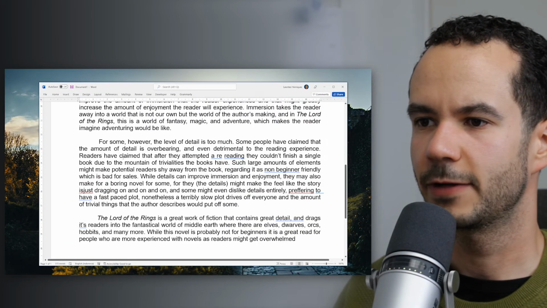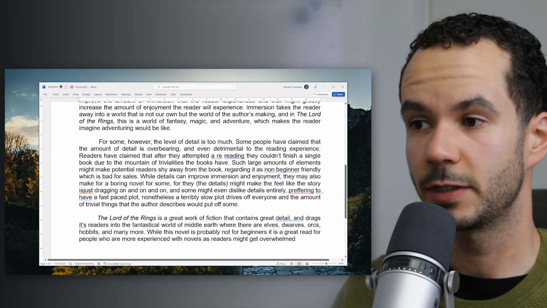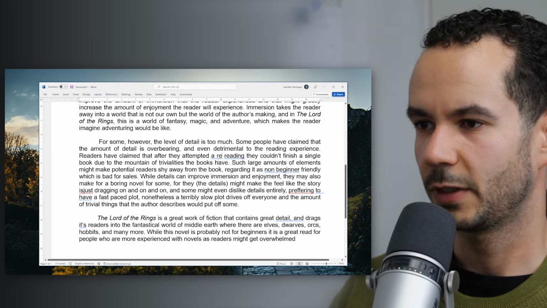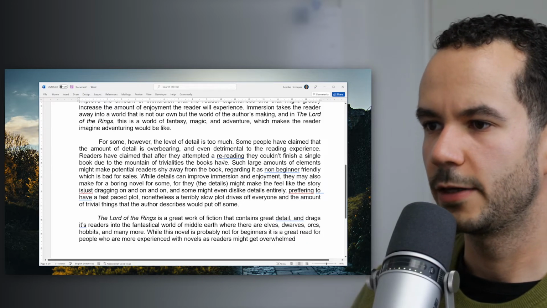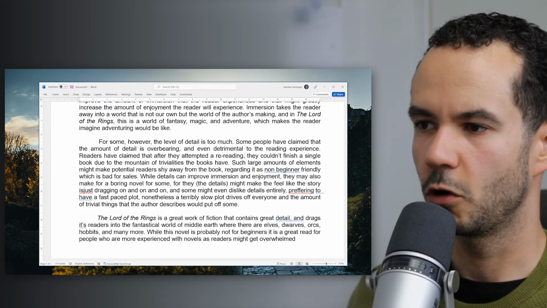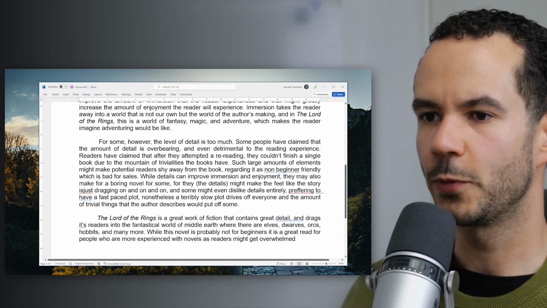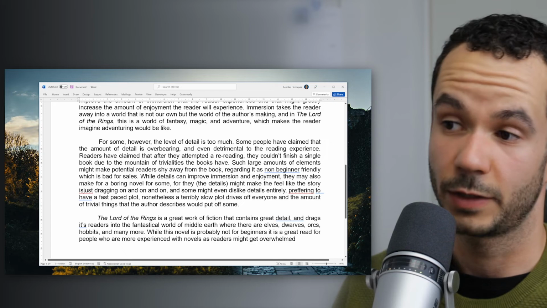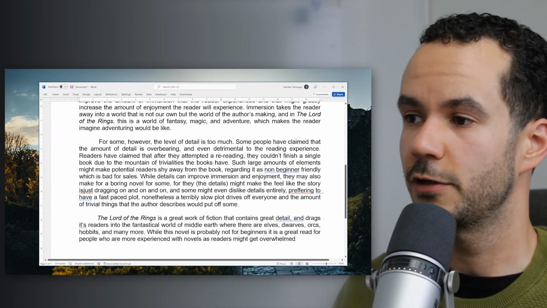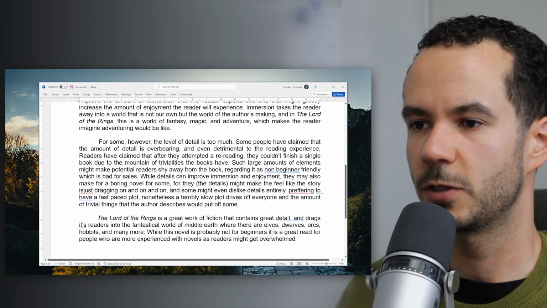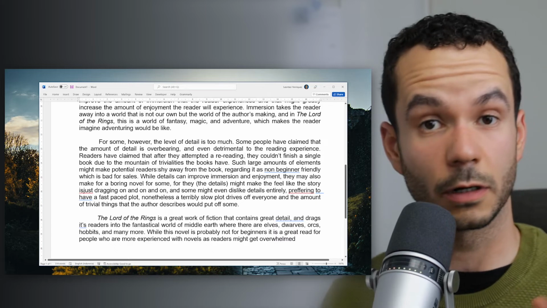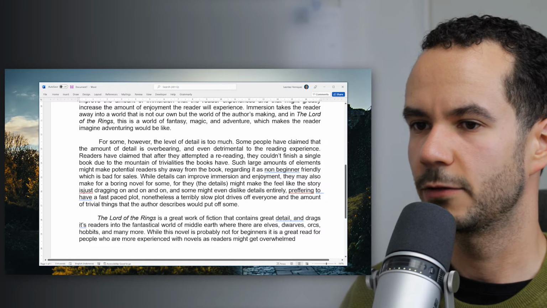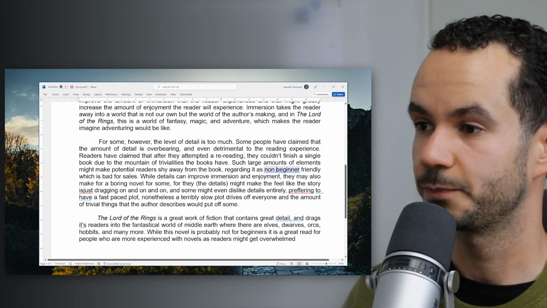Next we get, readers have claimed that after they have attempted a rereading, which looks a bit weird, I would say. So we need to change it into this, a rereading. And then we need to add a comma. They couldn't finish a single book due to the mountain of trivialities the books have. That's a good argument to make. Such large amounts of elements might make potential readers shy away from the book, which is a nice construction, shy away. Regarding it as non-beginner friendly, which is bad for sales.